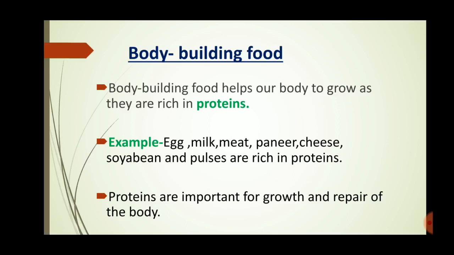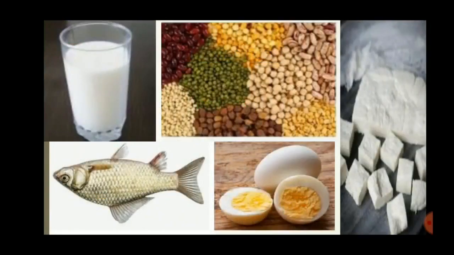Proteins are important for growth and repair of the body. Protein helps our body to repair the damaged tissues. That's why it is important for growth and repair of the body. Here in this picture you can see some examples of bodybuilding food.